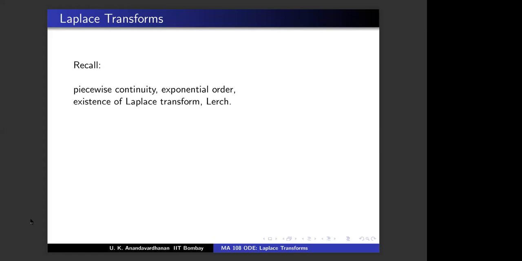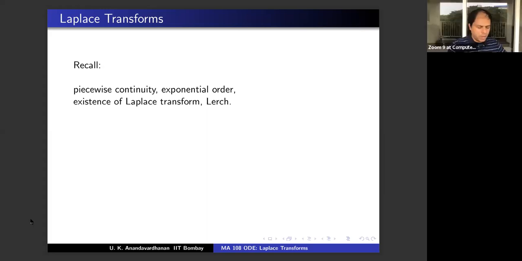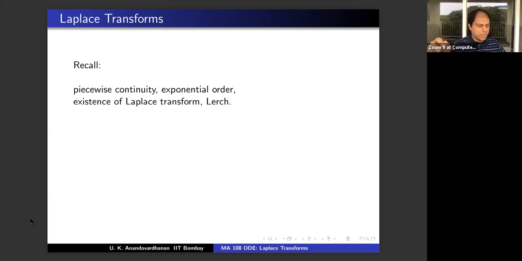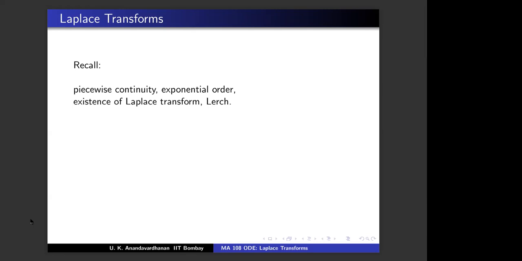Did I prove Lerch's theorem? No, right? We skipped the proof. What was the statement? If f and g are continuous functions and if L of f is equal to L of g, then f equals g. This was very important for us because it is how we uniquely get the inverse Laplace transform. That's why this was important.